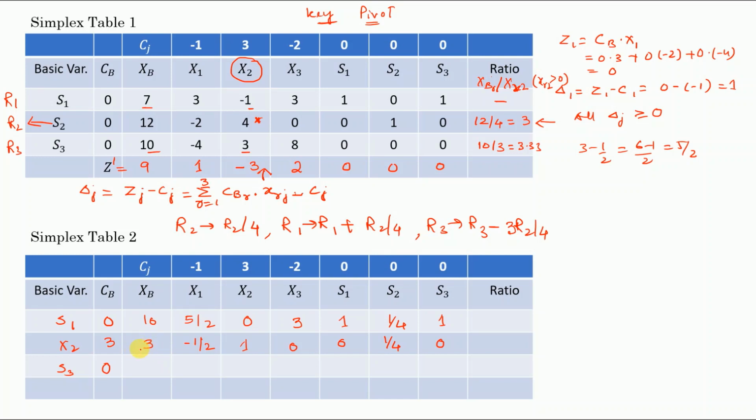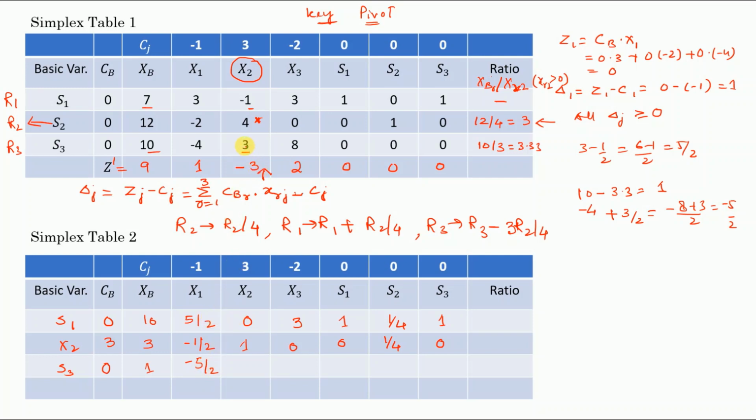We have already calculated this row as R2 by 4. It means we have to multiply it by 3 and subtract it from R3. So the first element will be 10 minus 3 into 3, that is 10 minus 9. This is 1. So the first element is 1. Now look at this element. Here it is minus 4, minus 3 into R2 by 4. This is R2 by 4. So this is minus minus plus 3 by 2. So this is minus 8 plus 3 by 2, so minus 5 by 2. So this is minus 5 by 2.